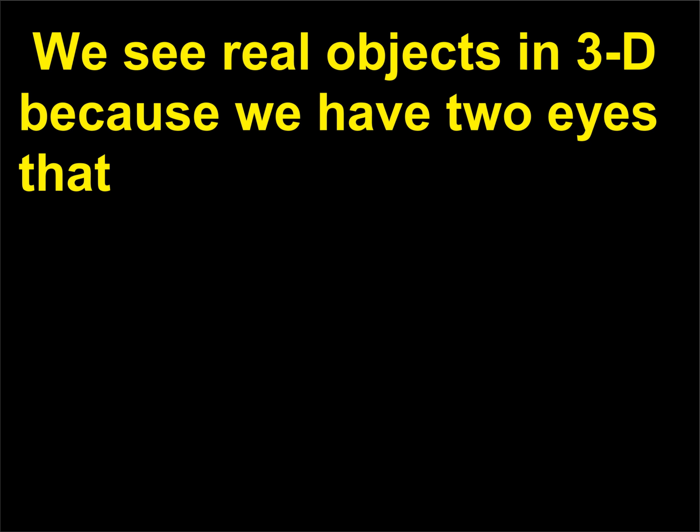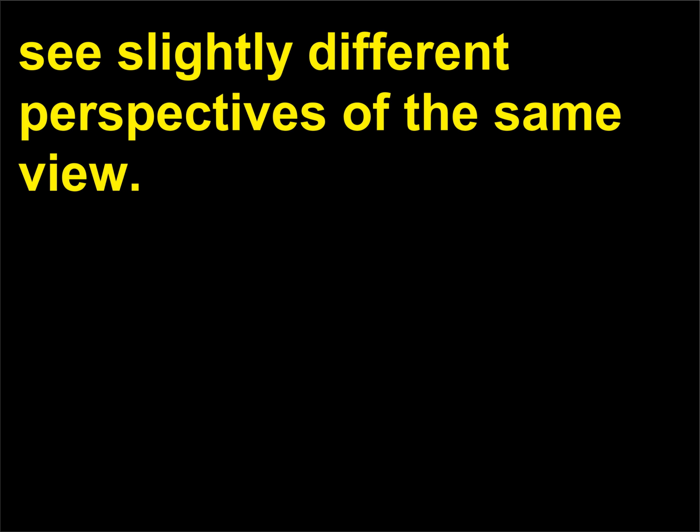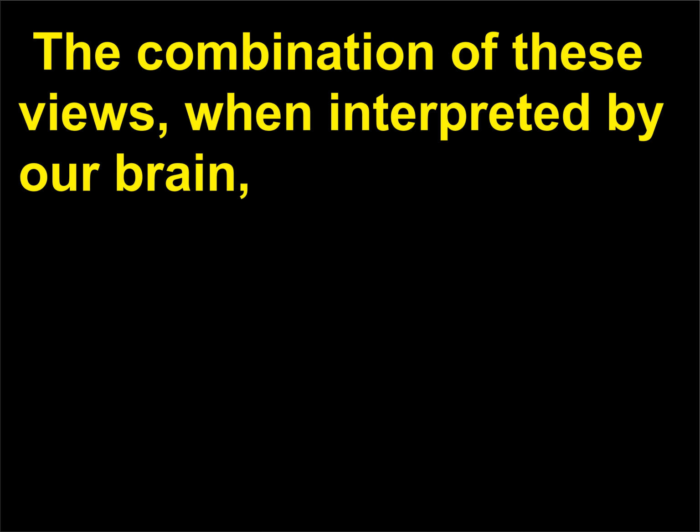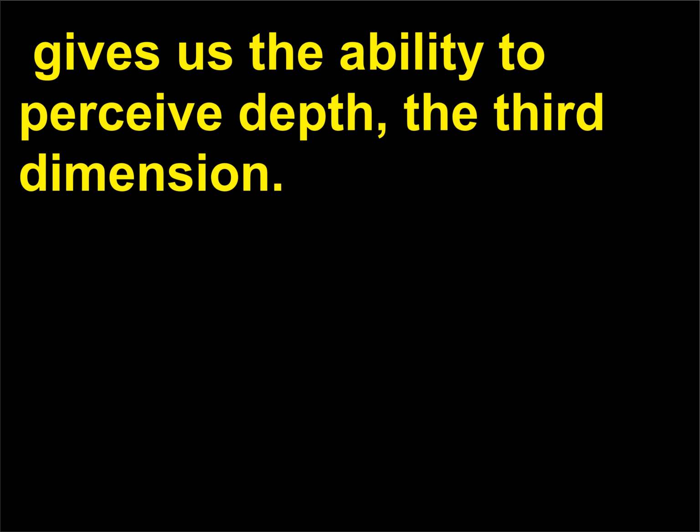We see real objects in 3D because we have 2 eyes that see slightly different perspectives of the same view. The combination of these views, when interpreted by our brain, gives us the ability to perceive depth, the third dimension.